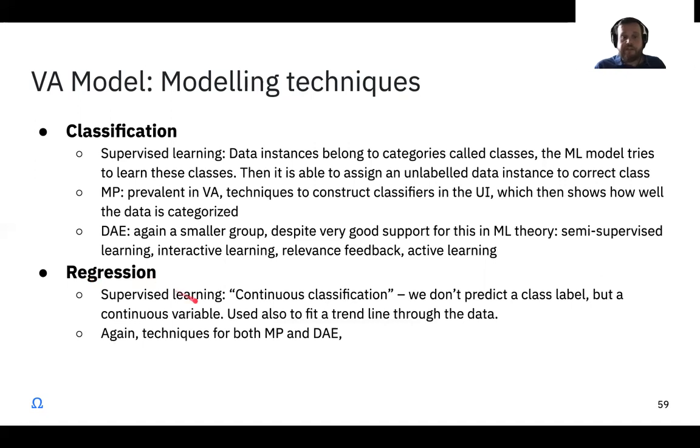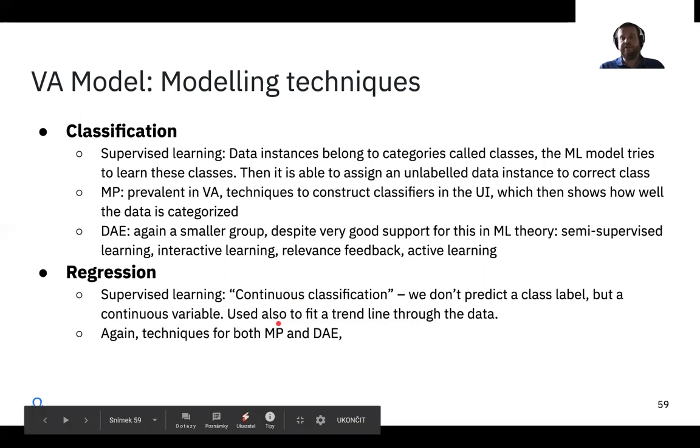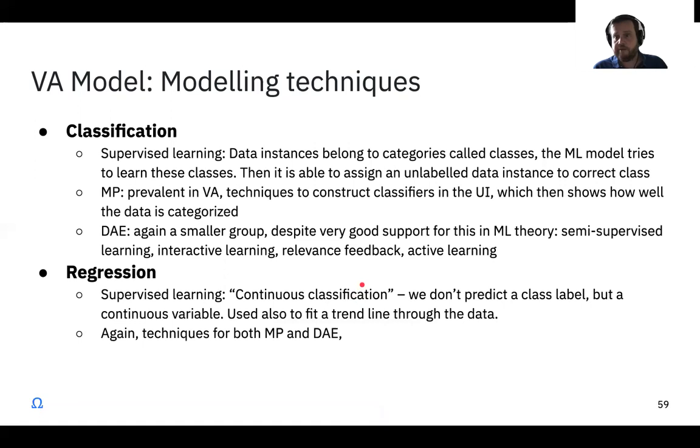Finally, we have regression, which is, I mean, statisticians will probably kill me for this, but it's continuous classification. We are not predicting a class label, so a category. We are predicting a continuous variable, and regression is also used to fit a trend line through the data. And again, there are techniques for both the modify parameters, the direct manipulation regime, and the semantic interaction regimes. Again, going through a couple of examples.